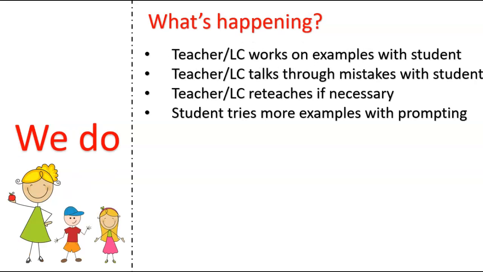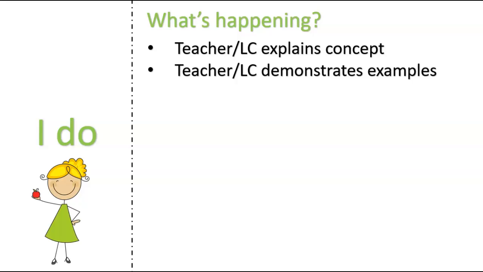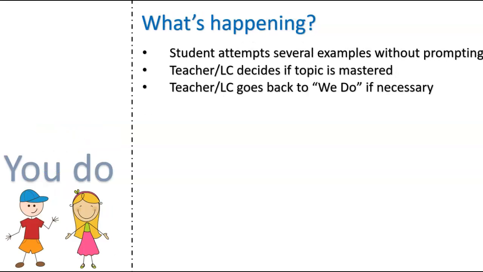You'll go back and forth through these, but you always want to end on the you do where the child was successful. That's called independent mastery. So you can use this teaching method whenever you're teaching your child anything at all. You always want to see if they got it all by themselves.